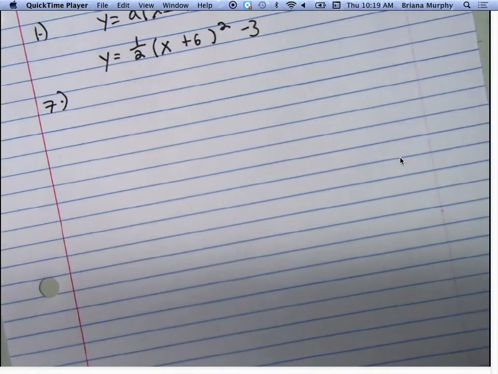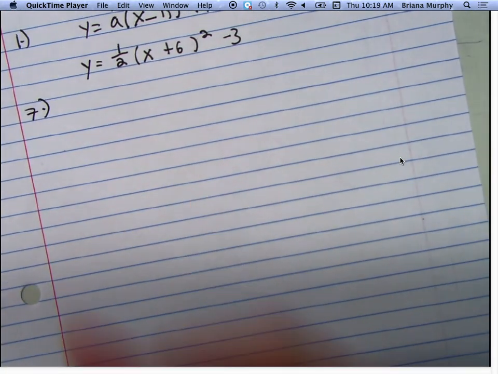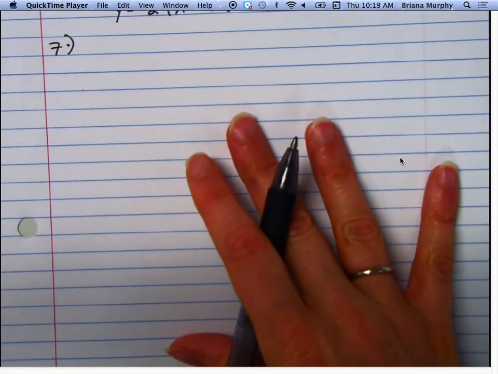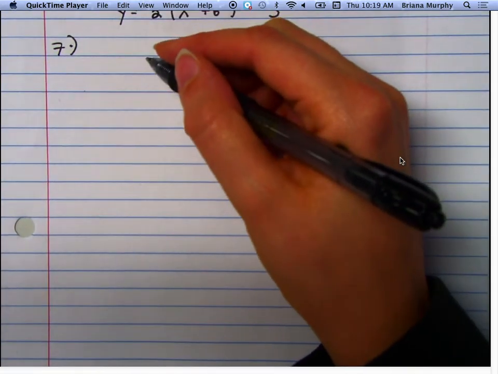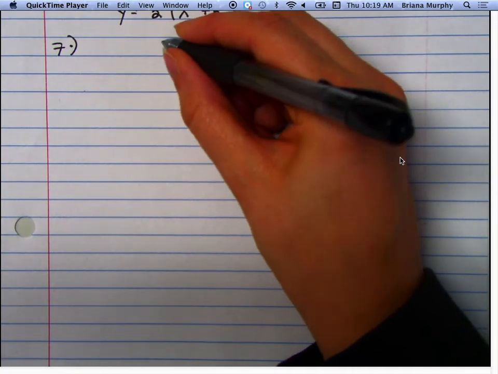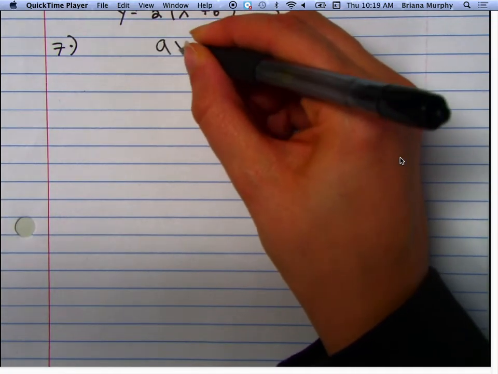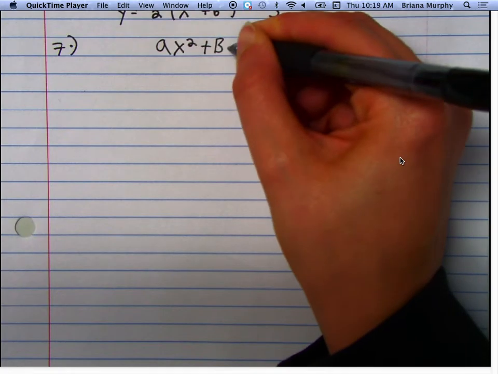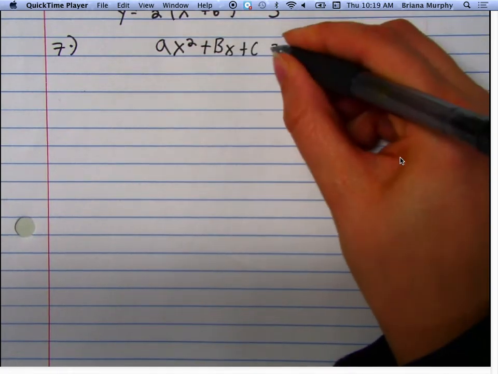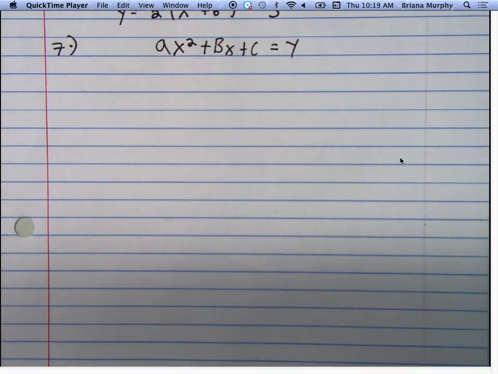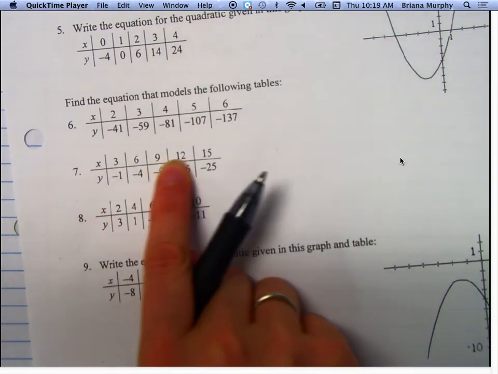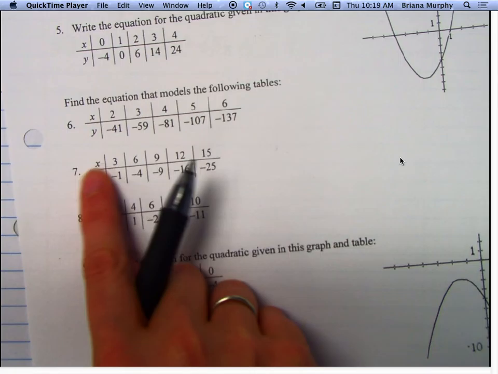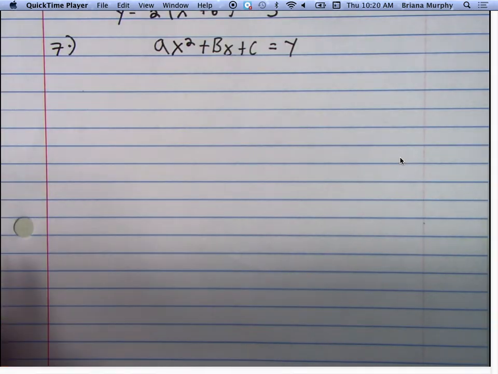Okay. For 7, I know I want to put it in what kind of equation? What's standard form? Say it louder. Ax squared plus bx plus c equals y or f of x, whichever one. Okay. So, I know that it's c if x equals 0. Do I have an x equals 0 up here? No. Okay. So we're going to have to find all 3.